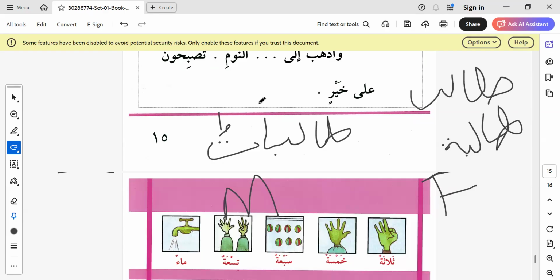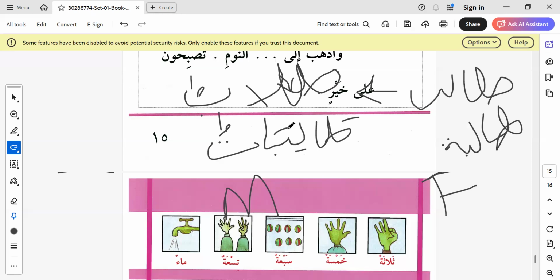Okay, these are singular. Now for the plural of طالب, you say طلاب. Now for طالبة, you say طالبات. But when it comes to numbering, ثلاثة طلاب, because it's masculine, you use ثلاثة. That is the gender of the adad.